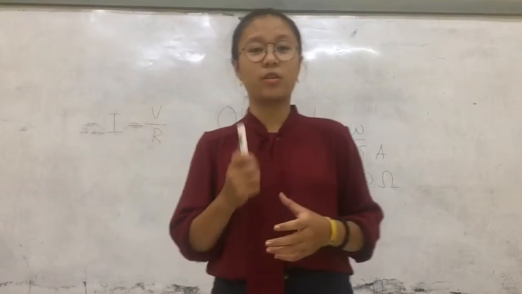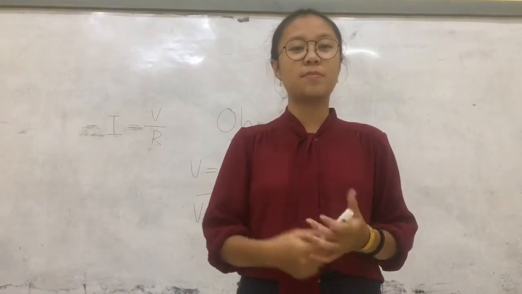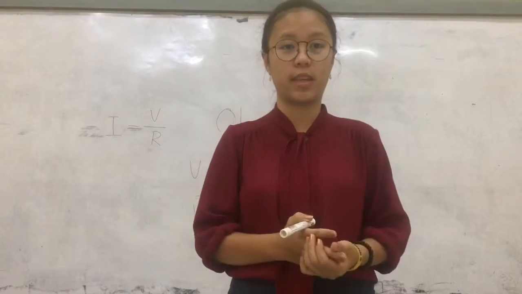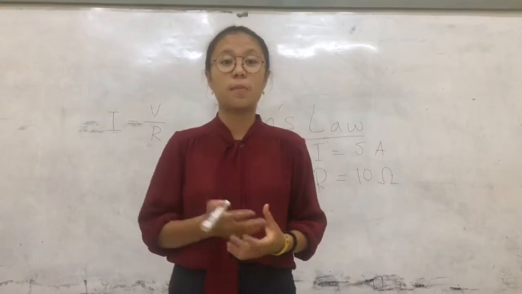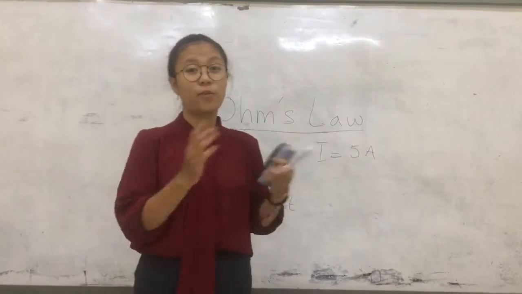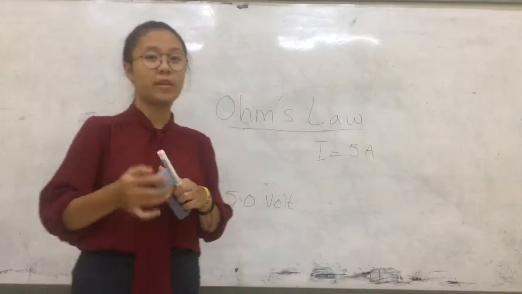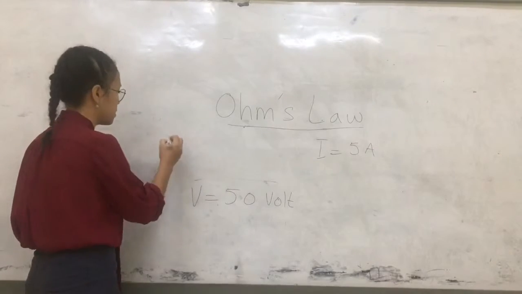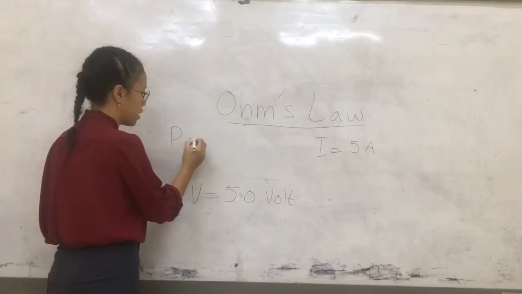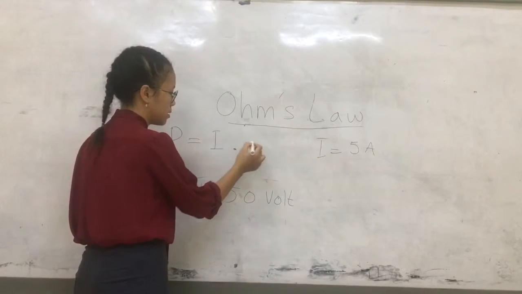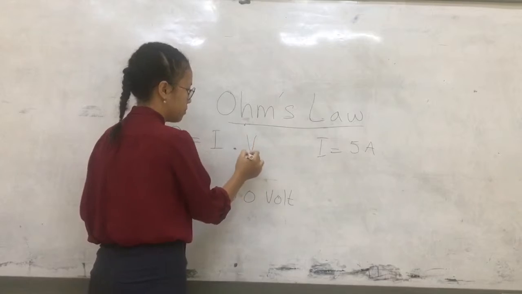Fun fact about a resistor. A resistor is made of a material which resists the flow of electricity. Some resistors are made of nichrome. Now, using that formula before, we can also measure power. The formula is power equals current times voltage.